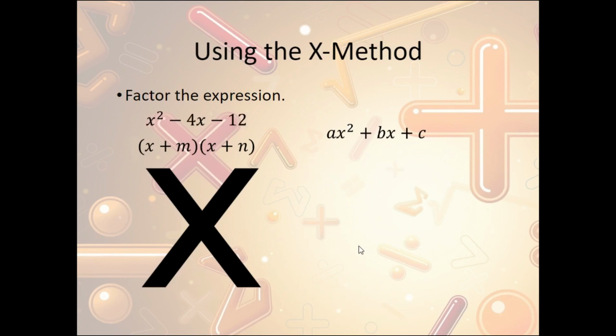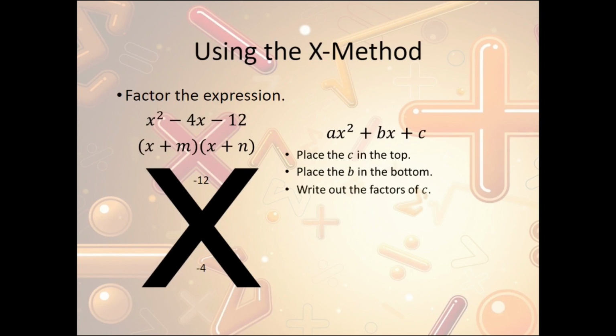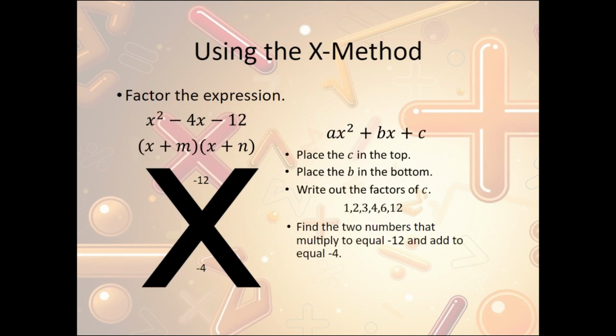One more example. We have x squared minus 4x minus 12. Well, I place c at the top, which is -12. I place b at the bottom, which is -4. Then I write out the factors of c. So what numbers multiply to get 12? Well, I got 1, 2, 3, 4, 6, and 12. Now I need to find two numbers that multiply to equal -12 and add to get -4.